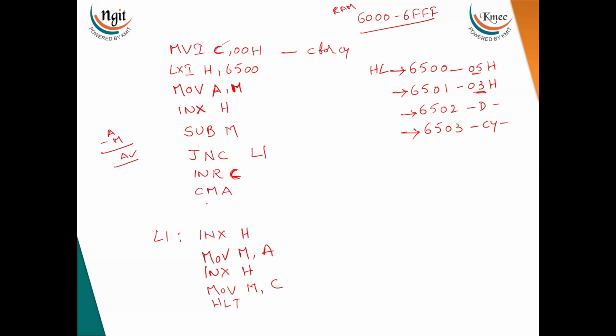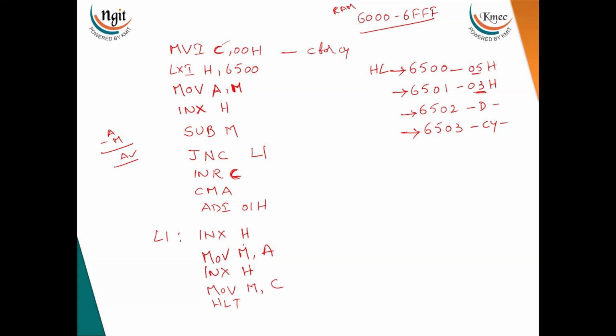And after that, what we need to do? We have to add 1 to this accumulator. Then how to do that? ADI 01H. In the accumulator the complemented value is there, and we are adding 1 to it, thereby we will get the 2's complement. The result is again in the accumulator only.